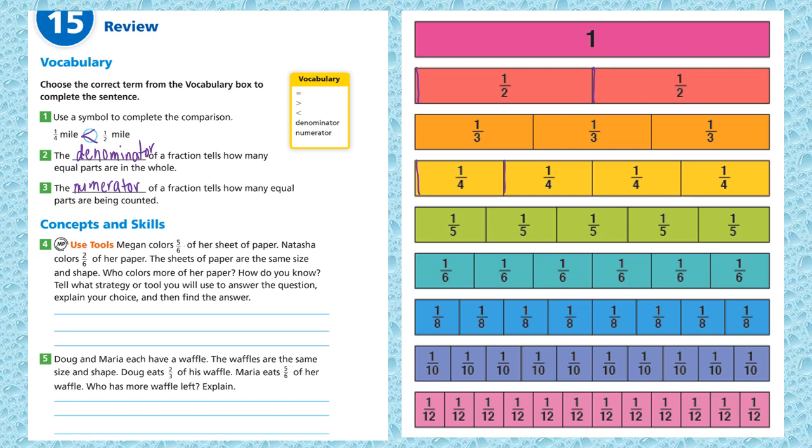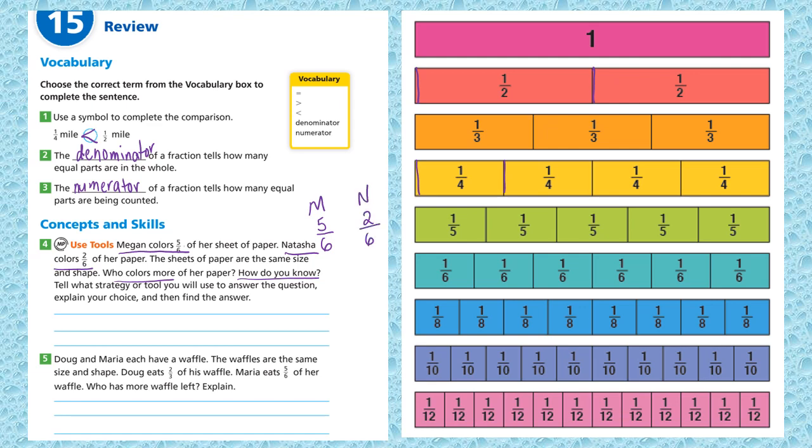So we know that Megan colors 5/6 and Natasha colors 2/6. We know that the sheets of paper are the same size and the same shape, and that's really important in order for us to be able to compare the fractions. And we want to find out who colors more of the paper and how we know. It asks us to tell a strategy. So let's take a look at our fractions. We have Megan with 5/6, and we have Natasha with 2/6.